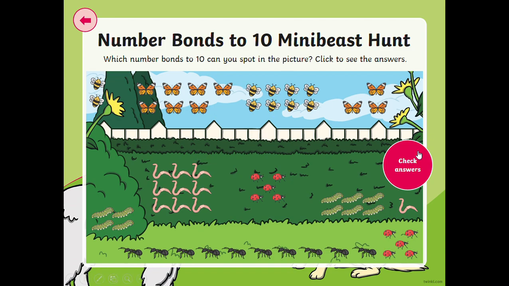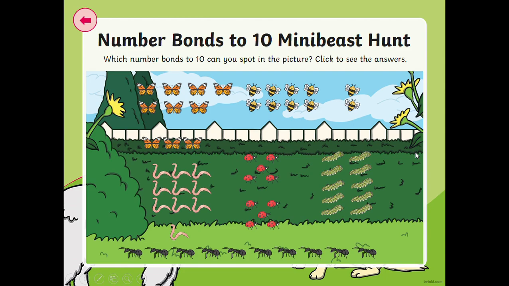Okay, let's have a look. Oh, look at that. We've got, let's look at how many butterflies. 1, 2, 3, 4, 5, 6, 7. 7 butterflies there, 3 butterflies there. That makes 10. Well done. How many bees have we got here? 8. Well done. How many here? 2. 8 add 2 makes 10.